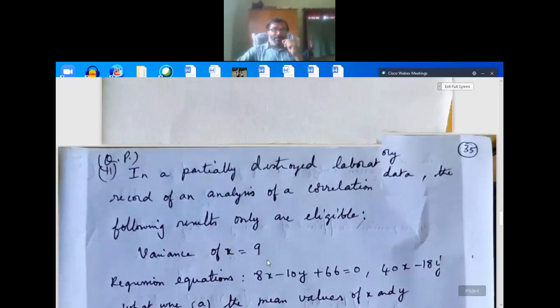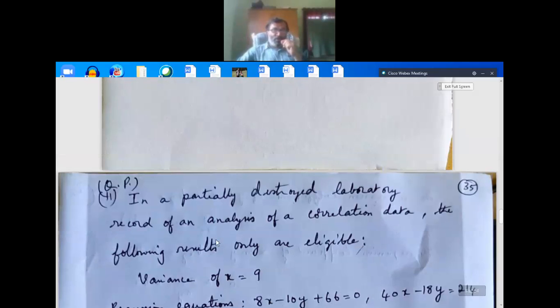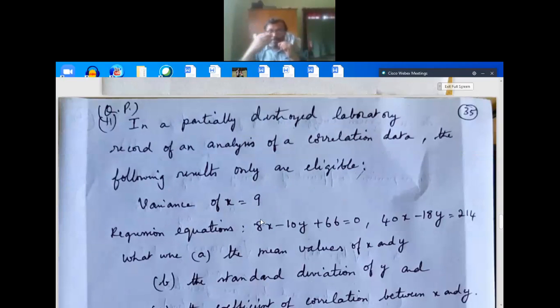So in a partially destroyed laboratory record of an analysis of a correlation data, again I repeat, in a partially destroyed laboratory record of an analysis of a correlation data, the following results only are legible. The following results only are taken into consideration. So what is given? Variance of x is 9. Regression equations are 8x minus 10y plus 66 equals 0, and 40x minus 18y equals 214.